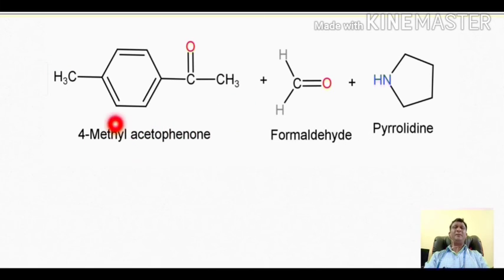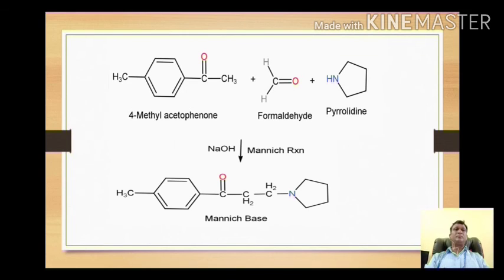First one is 4-methyl acetophenone. The other one is formaldehyde, HCHO, and the third one is pyrrolidine. These three reagents react under the reaction conditions of Mannich reaction. The reaction takes place in presence of a base. In this case, it is sodium hydroxide.